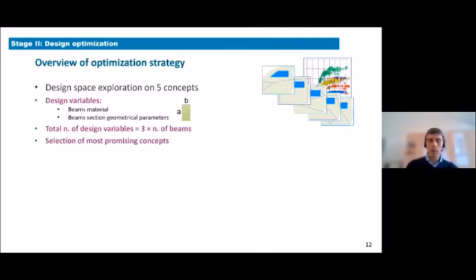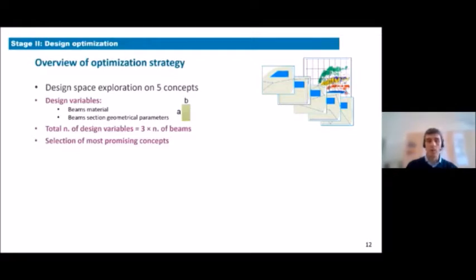In our study, we considered variability in the material of the beams. As candidate materials, we will consider steel, aluminum alloys, polymers, and PMMA. And besides these, we also consider variability for the cross-section geometrical parameters of each beam. The objective of this design space exploration study is also to narrow down the selection of concept.